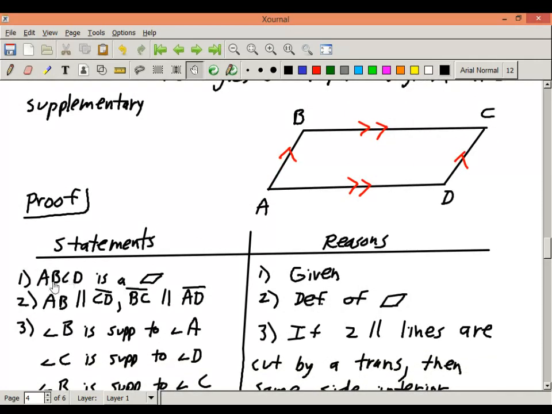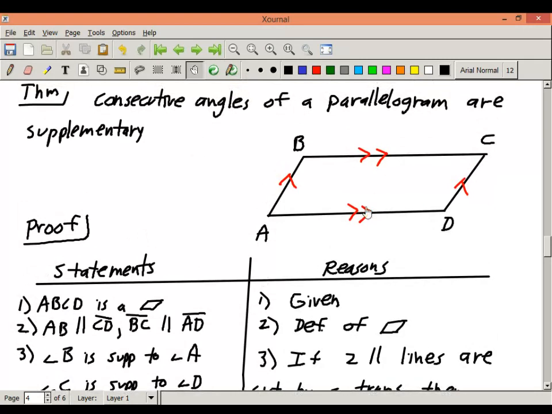Okay, so given, first statement, ABCD is a parallelogram. It's part of the given. You can see that by the markings also. Statement number 2, AB is parallel to CD, so the left and right sides are parallel, as well as BC and AD, top and bottom. That's by definition of parallelogram.